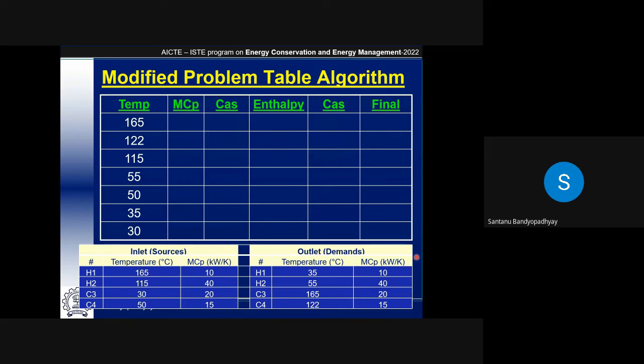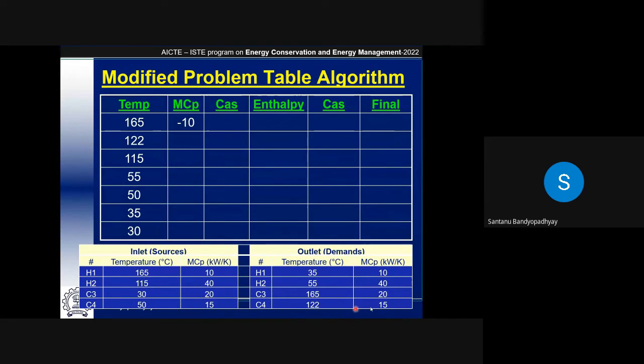Then we are going to write down the MCPs. But now here we have to distinguish between inlet and the demands or the outlets. So if this temperature corresponds to inlet, we will take the MCPs as positive. If the temperature corresponds to outlet, we will take the MCPs as negative. Now look at 165 is coming here, that means it's plus 10, and 165 is coming here as minus 20. If I add them, 10 minus 20, then I'll get minus 10.